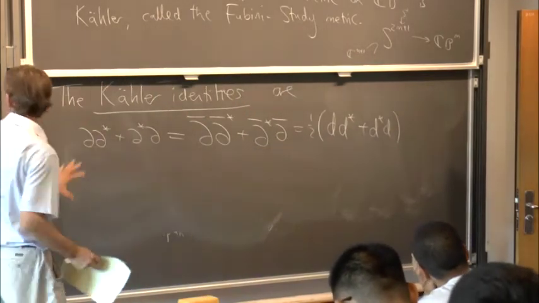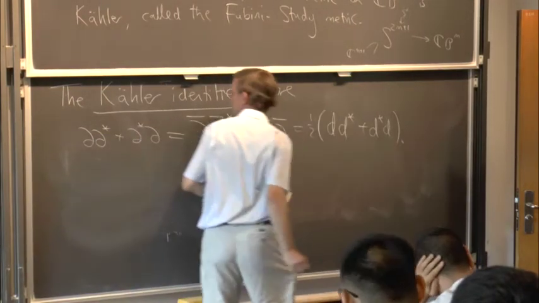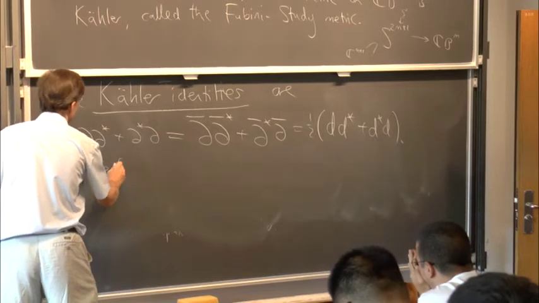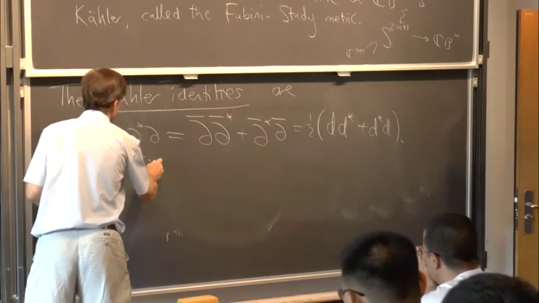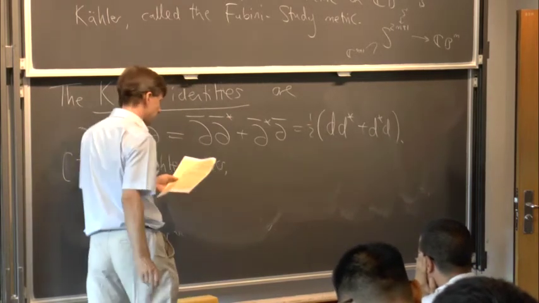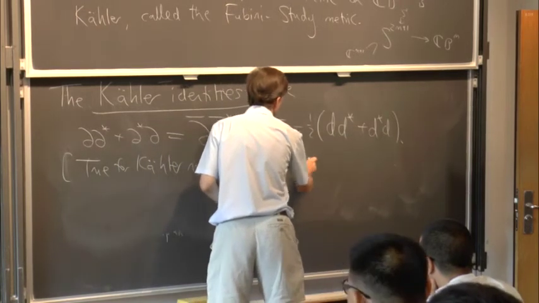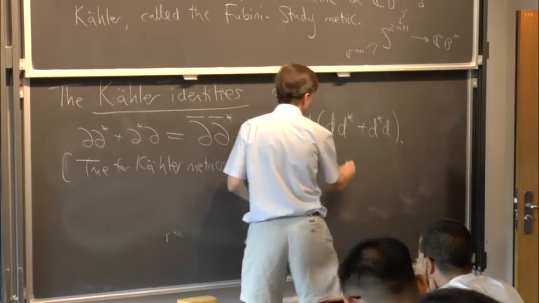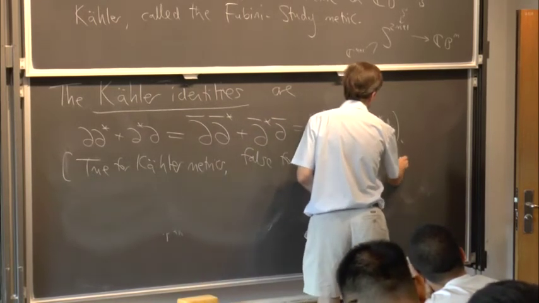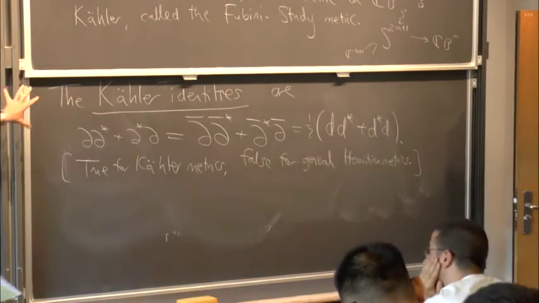So these operators on a Kähler manifold just satisfy these. This is true for Kähler metrics on a complex manifold, but it's actually false for general Hermitian metrics. So although these make sense for a Hermitian metric, they're not necessarily true.